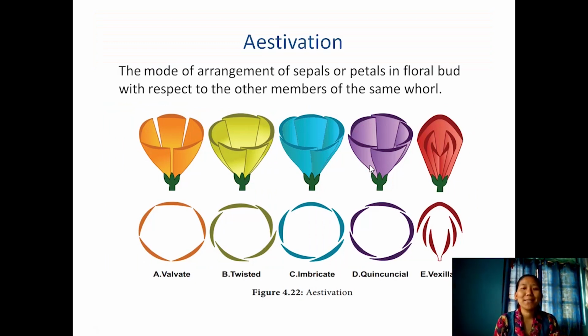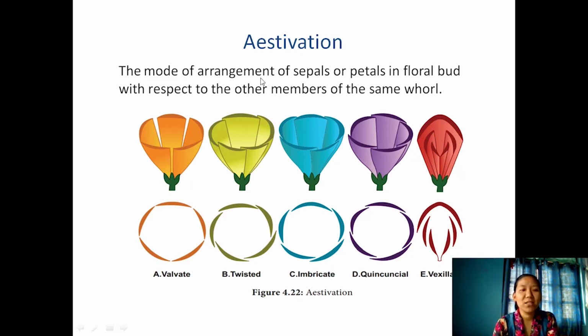Now next is aestivation. Aestivation is nothing but the mode of arrangement of sepals or petals during the bud stage, with respect to each other member of the same whorl. So for example, if we are considering sepals, we only consider the arrangement of sepals during the bud stage. Or if it is about petals, the arrangement of petals with respect to each other during the bud stage is called aestivation. So let us see some types of aestivation here.